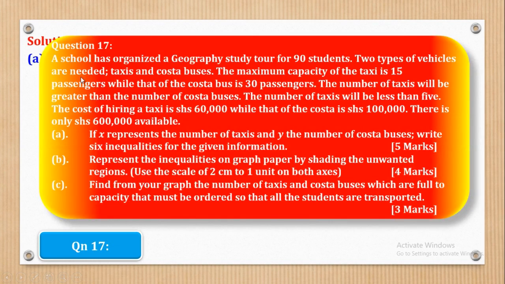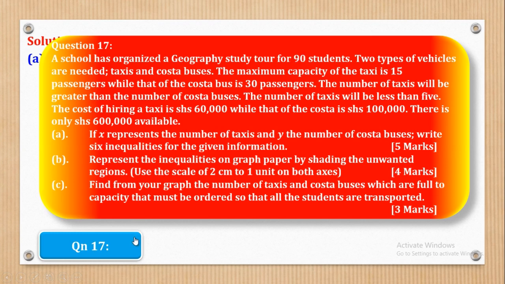First of all, I shall come here and read. We know that now X represents number of taxis and Y represents number of buses. So let's go back to our question. A school has organized that. Now there are 90 students. 2 types of vehicles are needed, taxis and coasters. Now let's start from here. The maximum capacity of the taxi is 15 passengers, while that of the coaster bus is 30 passengers. So a taxi carries 15 and a coaster bus carries 30. But remember, the total is 90 students.